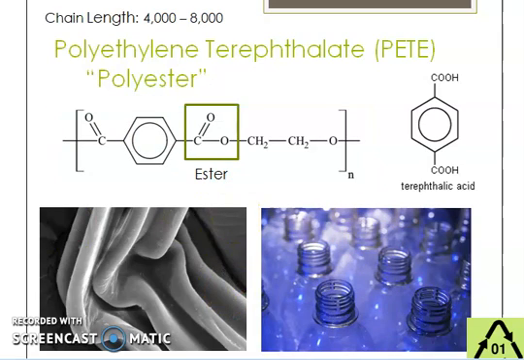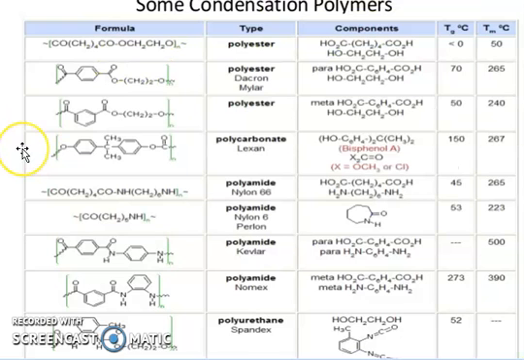Next, we will discuss the next slide. These are some condensation polymers. For example, this is a polyester which has monomer units of one carboxylic acid and one alcohol. It is also a polyester in which one unit is terephthalic acid and one monomer unit is ethylene glycol. Its common name is Dacron. These are also examples of polyester. Next example is polycarbonate.